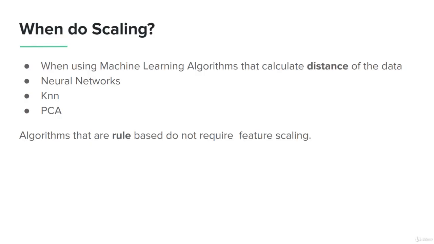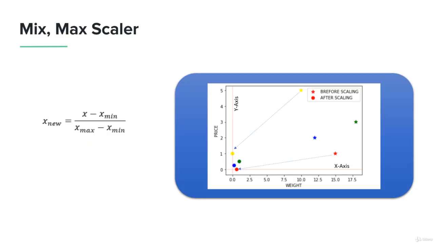Okay, so let's see the types of scaling we can use to perform feature scaling. We have two types of scaling: the min-max scaler and the standard scaler. What the min-max scaler does is that it takes every value, subtracts the minimum, and then divides by the difference between the maximum and minimum value. So it's actually shrinking the data.